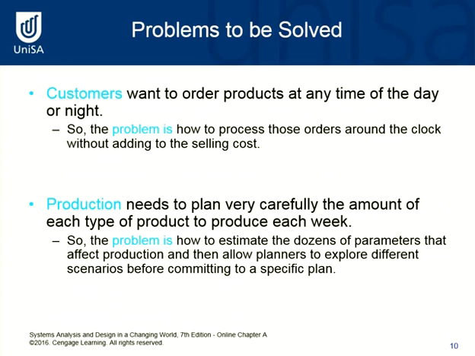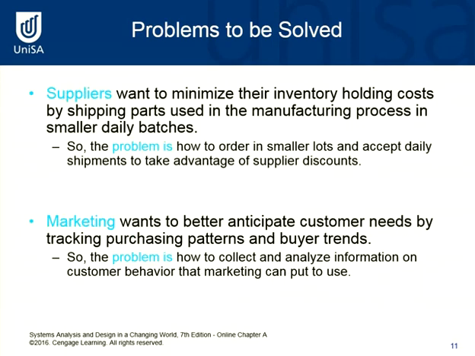Customer has a demand. What's the problem that we need to solve as an organisation providing that service to the customer? We need to think about processing the orders around the clock to meet that any time of the day, but we also don't want to compromise the cost of the product. And I've got a few examples, and I'm just going to go through a couple of them.